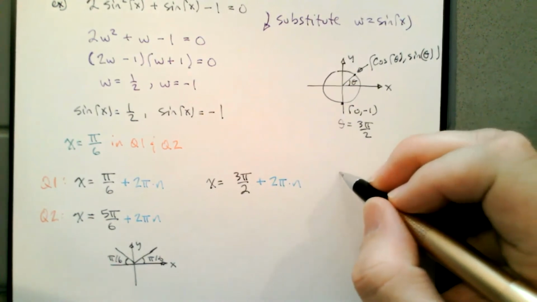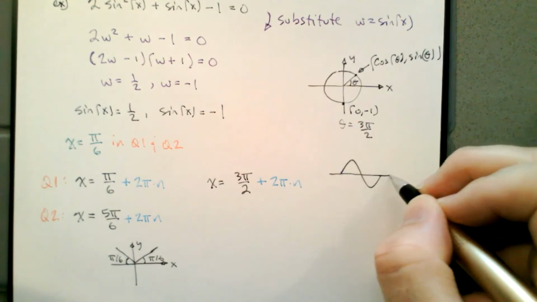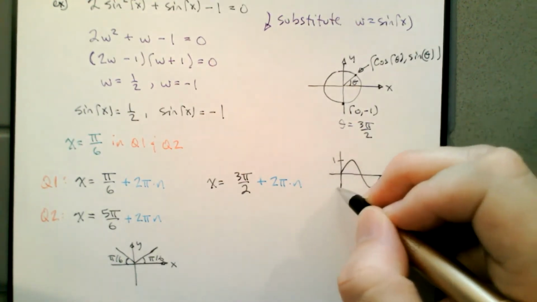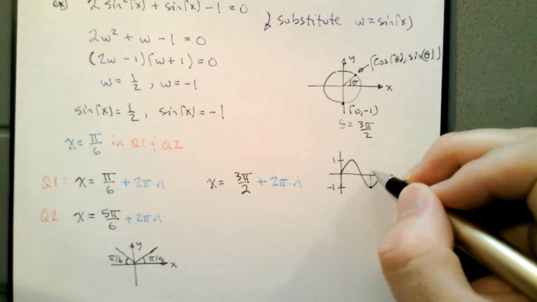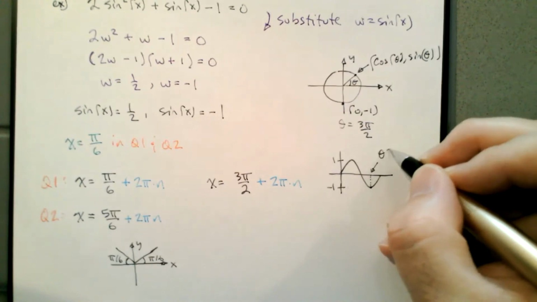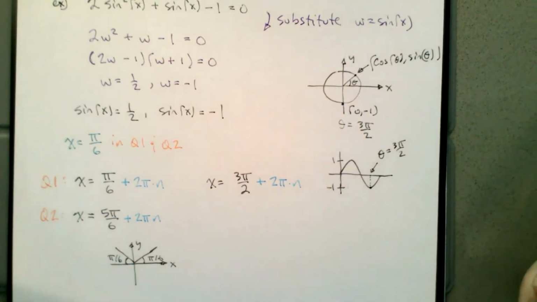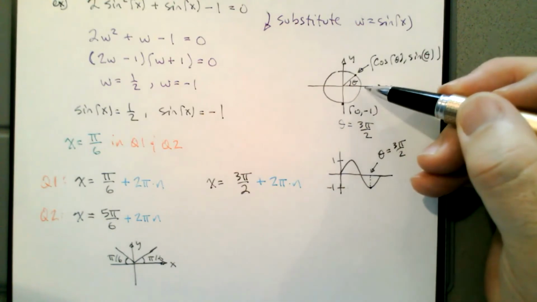So if we think about the graph of sine, we're looking for where sine is -1, and that only happens at this one point at 3 pi over 2. It only happens once, when it's crossing over between quadrant 3 and quadrant 4.